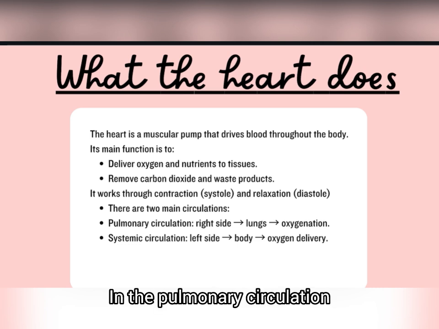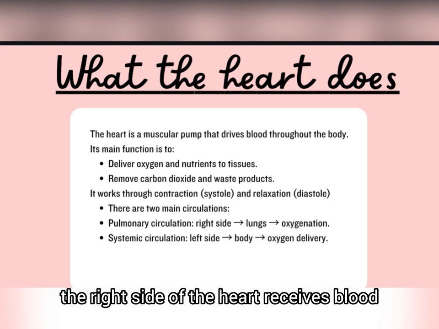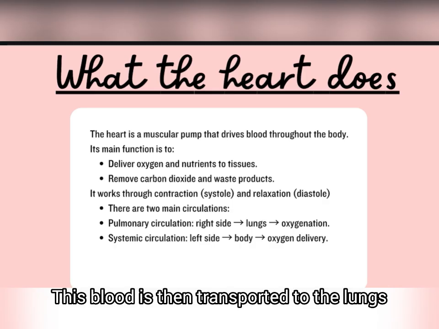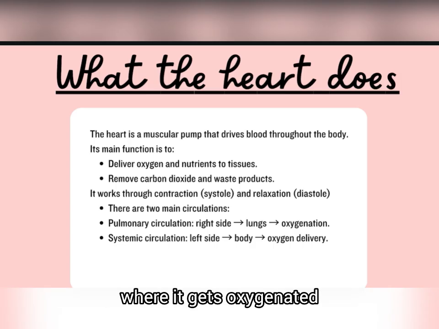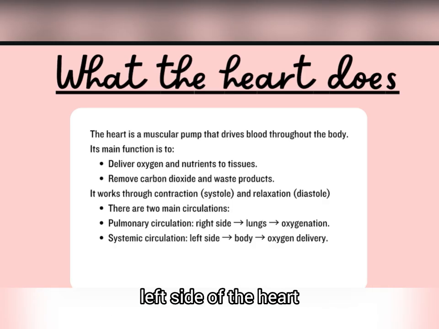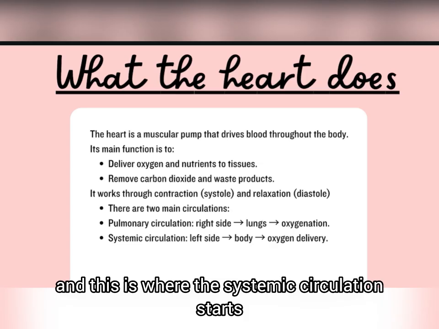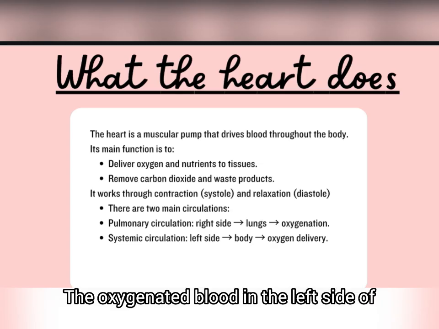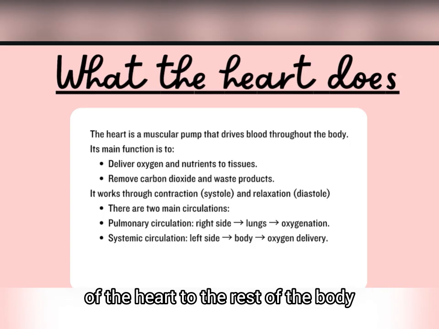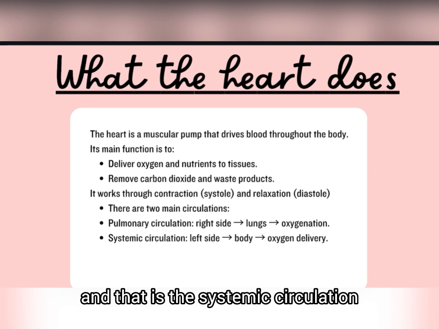In the pulmonary circulation, the right side of the heart receives blood from the body, deoxygenated blood. This blood is then transported to the lungs where it gets oxygenated. From the lungs, the oxygenated blood is transferred to the left side of the heart, and this is where the systemic circulation starts. The oxygenated blood in the left side of the heart is then ejected from the left side of the heart to the rest of the body, and that is the systemic circulation.